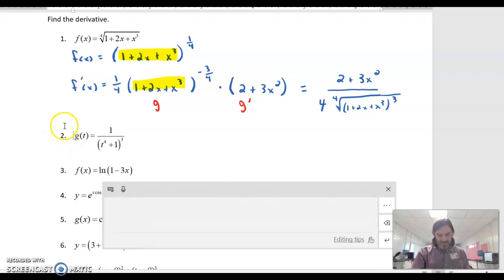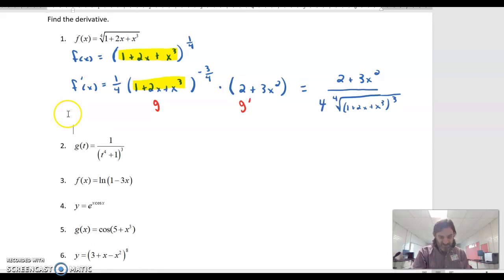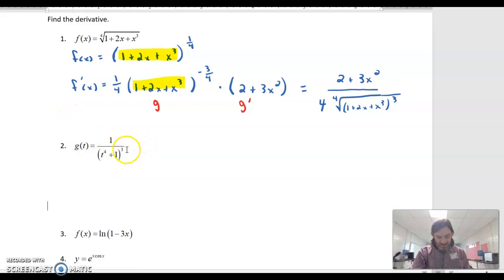Alright, let's go to the next problem. Let's give ourselves a little bit more room. This one is g of t equals 1 over the quantity t to the 4th plus 1, and all of that is cubed. So I'm going to start by rewriting that.